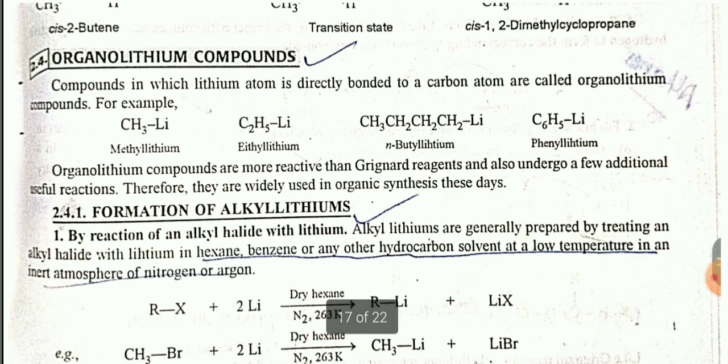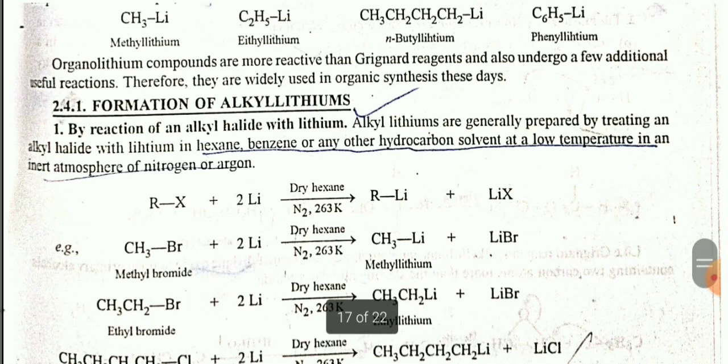Heading 2.4 Organolithium compounds. Compounds in which a lithium atom is directly bonded to a carbon atom are called organolithium compounds. For example, CH3Li (methyl lithium), ethyl lithium, butyl lithium, and phenyl lithium. Organolithium compounds are more reactive than Grignard reagents and also undergo a few useful reactions. Therefore, they are widely used in organic synthesis these days.